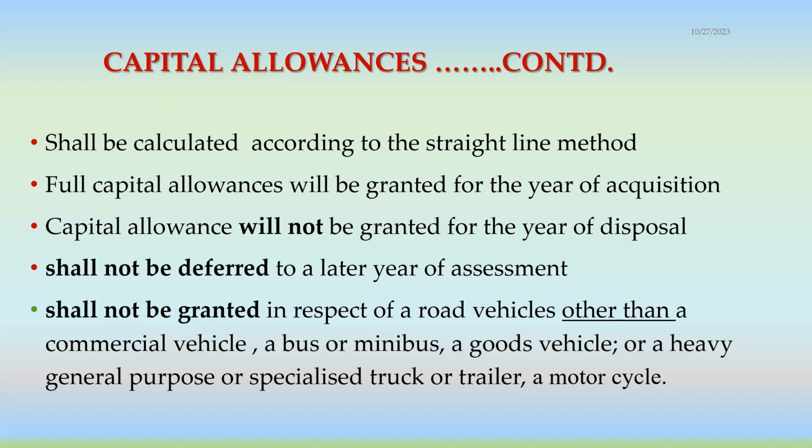If we are the owner and if we use the asset during the last year, that last year we have to start claiming capital allowances. We can't say, though I am the owner and I have used that, I'm not going to claim capital allowances for last year. I will claim capital allowances from next year.